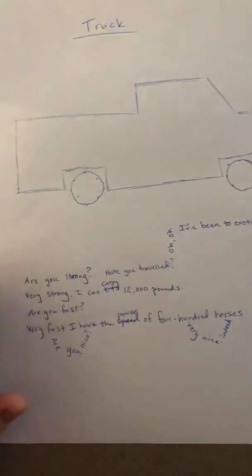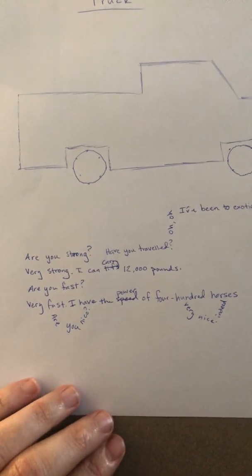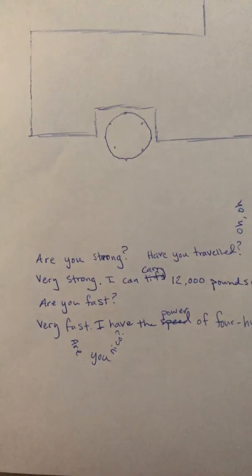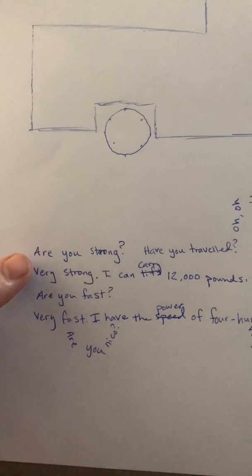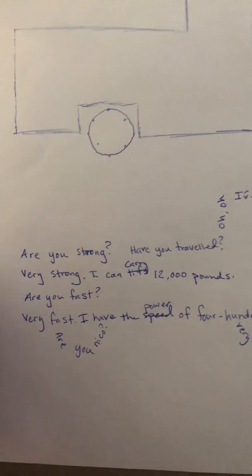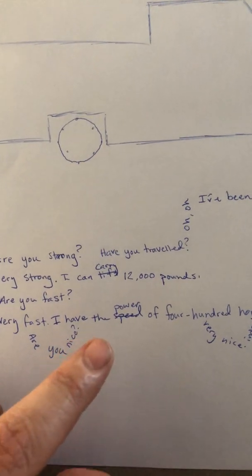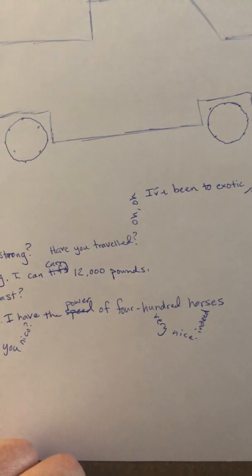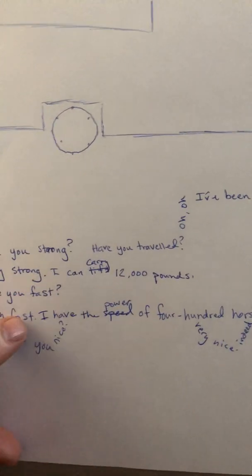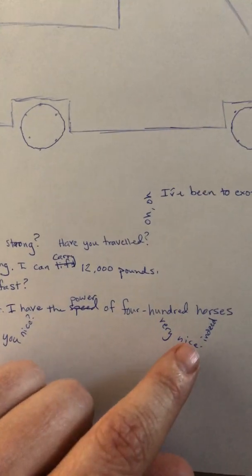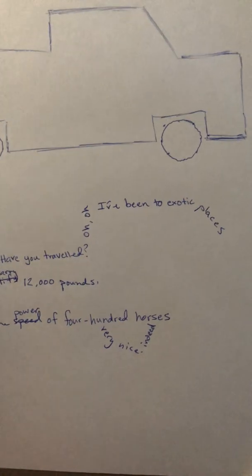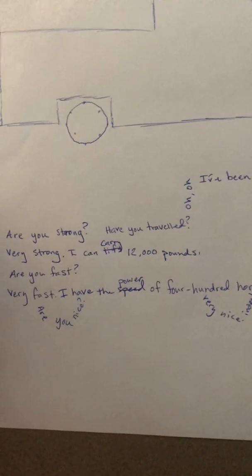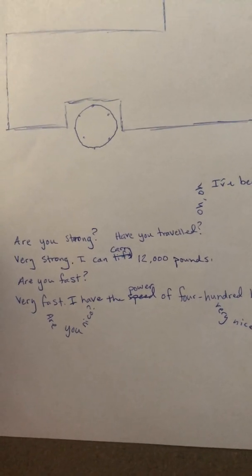Then I kept going, and I tried to put it together, okay? And so I started with some questions, and I thought, okay, let's start with this. Are you strong? Very strong. Are you fast? Very fast. I have the power of 400 horses. Then on the tire here it said, are you nice? Very nice indeed. Have you traveled? Oh, I've been to exotic places. This truck has been to many different places, in fact.